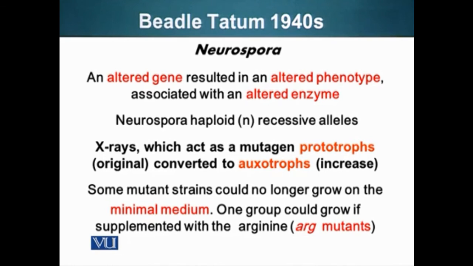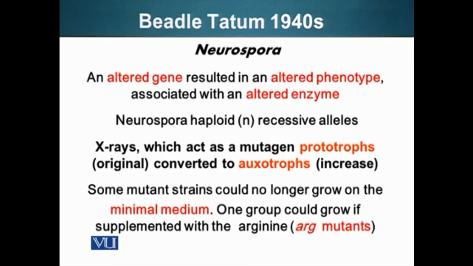So generally Neurospora can grow on minimal media, that is, a minimal amount of amino acids, carbohydrates, lipids, etc. required for this organism to grow. When they used X-rays to mutate this organism, some of these mutated Neurospora strains were unable to grow on minimal media. They had to supplement it. So they came up with the terms prototrophs, the original eaters, and auxotrophs, the increased eaters.